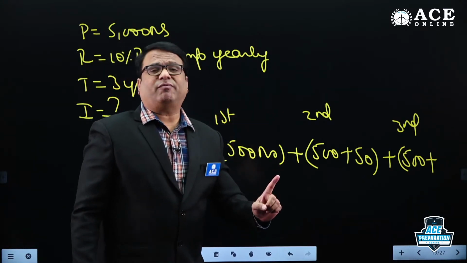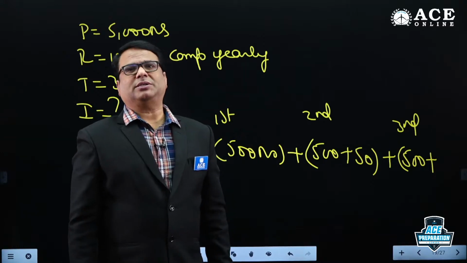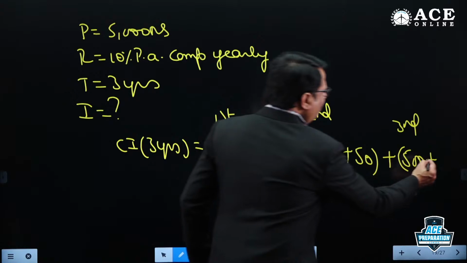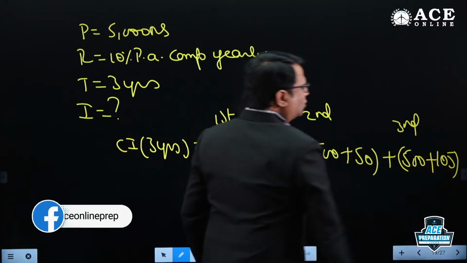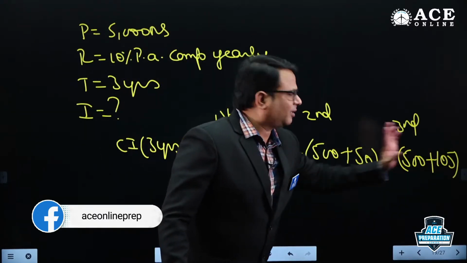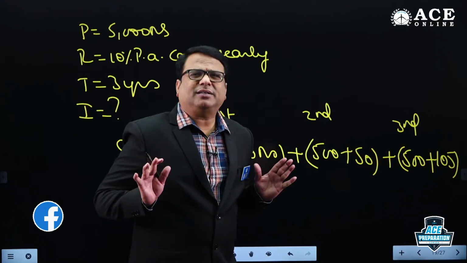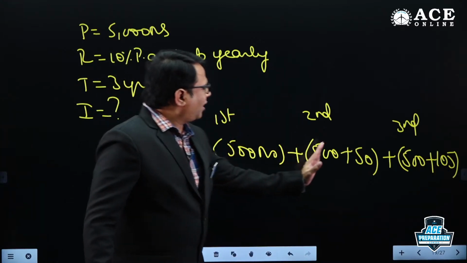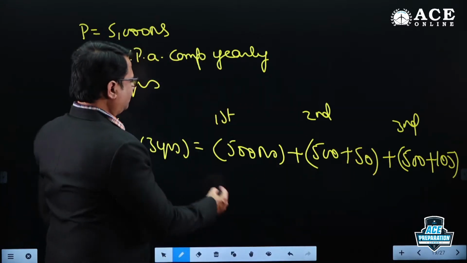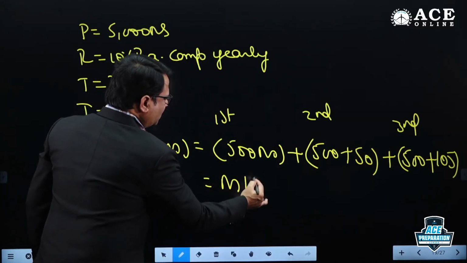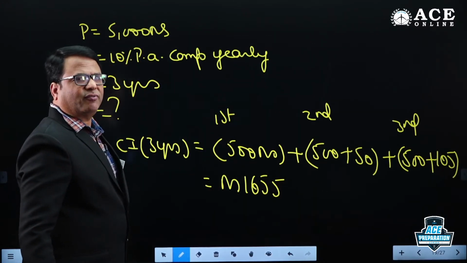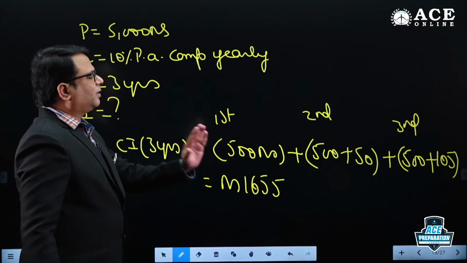On that 1050 also 10% is charged. And 10% of 1050 is how much? 105. So here 105. So if I ask you what is the interest for third year, then it is 605. But we have to calculate interest for 3 years. So 500, 500, 500, 1500, 1500, 1655. So rupees 1655. So this is the compound interest for 3 years.